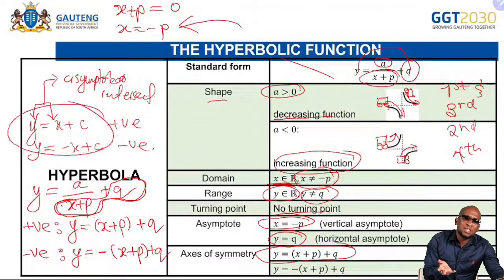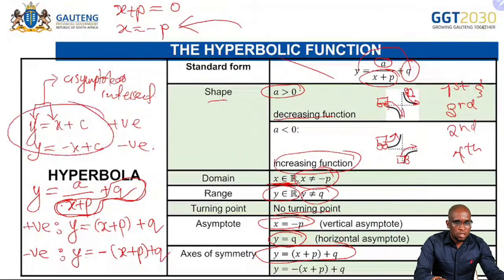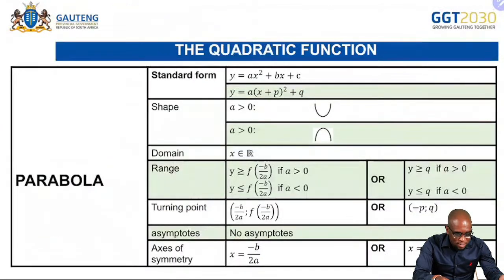Remember, the line of symmetry is the line that cuts the graph into two equal halves. Right, that's enough as far as the summary of the hyperbola is concerned. We move on to the quadratic function or the parabola.